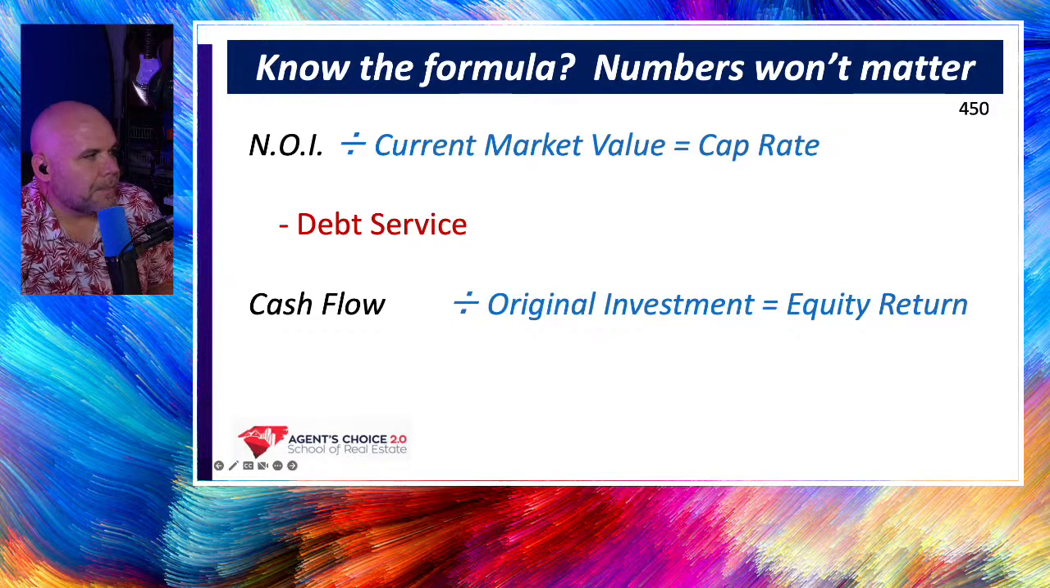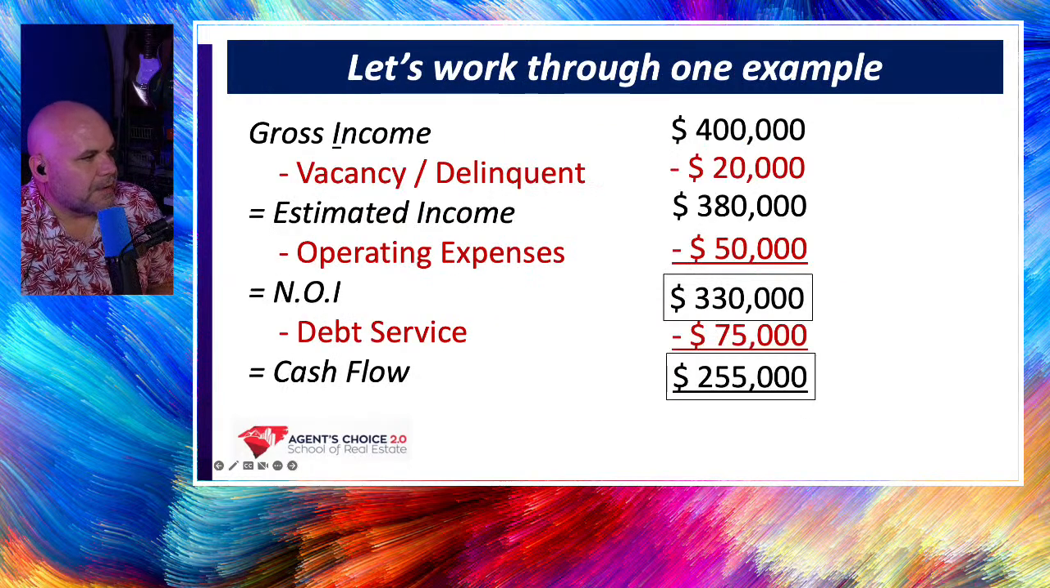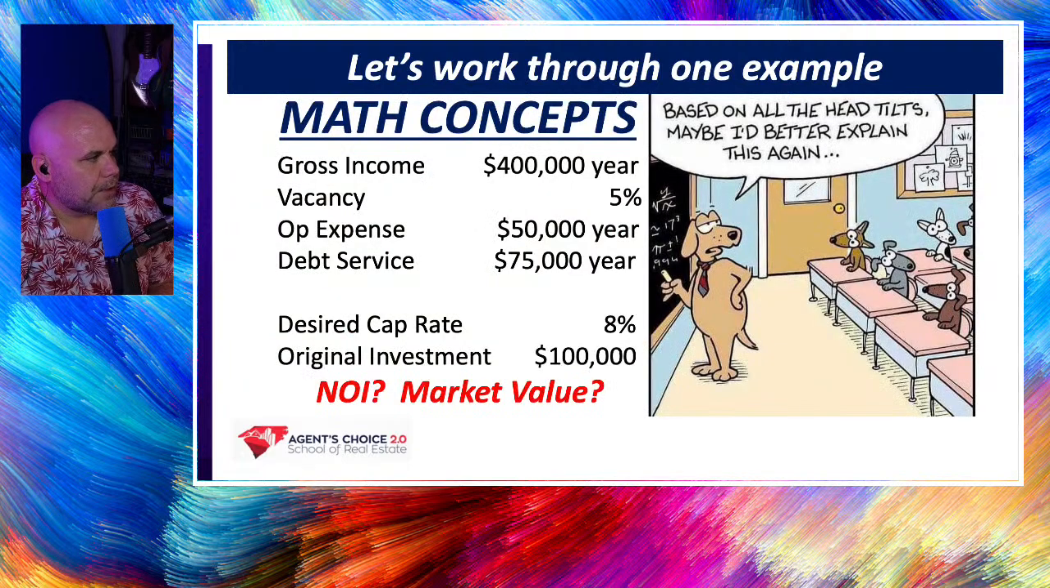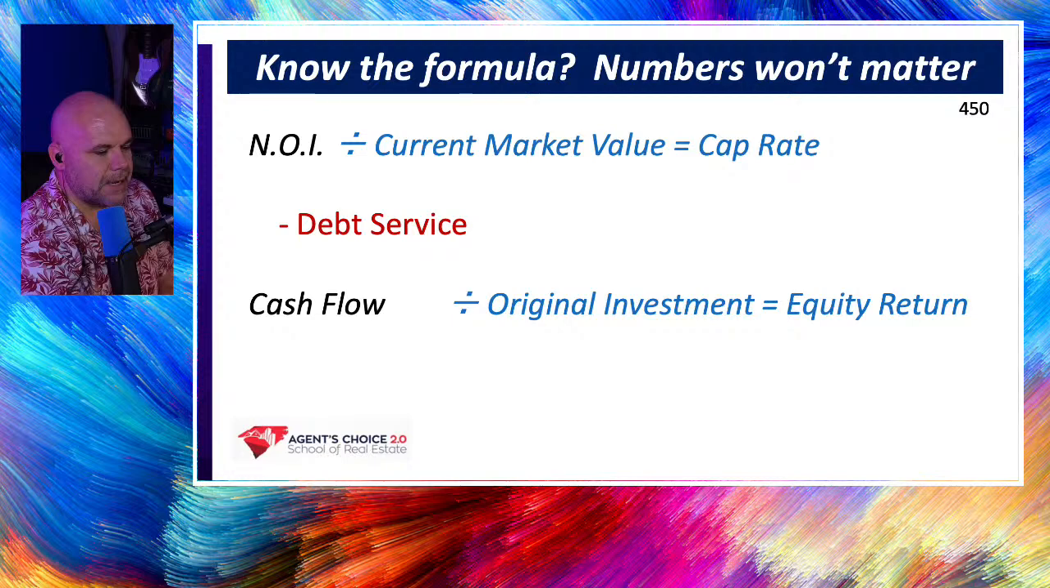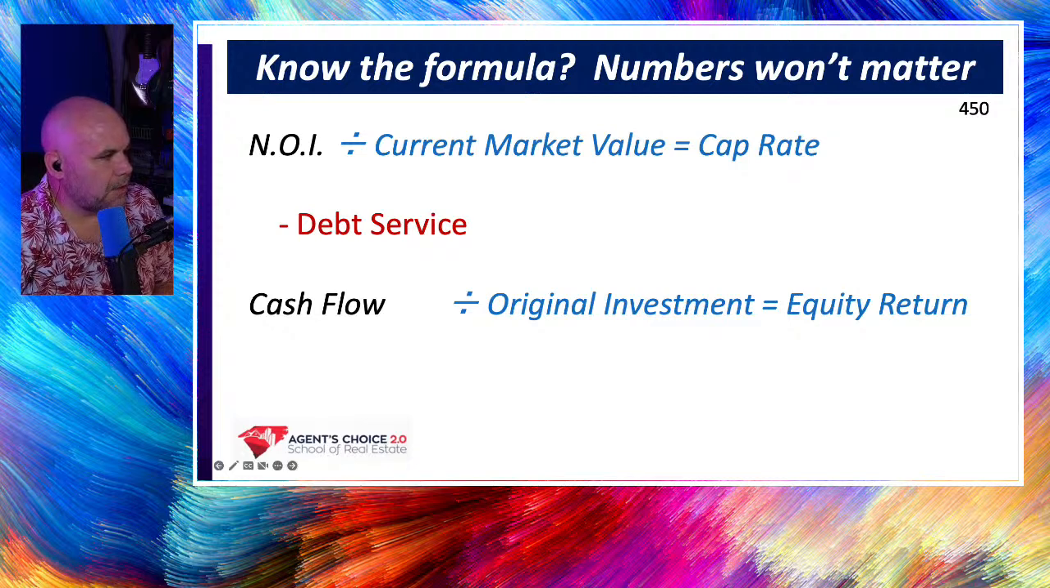Okay, and then cash flow. We knew that. We knew it's 255,000. We know our original investment is 100,000. They gave it to us back here, right there. 100,000 original investment. We plug it in, cash flow divided by original investment. I keep forgetting what the cash flow was. 255. Gives us our equity rate of return.